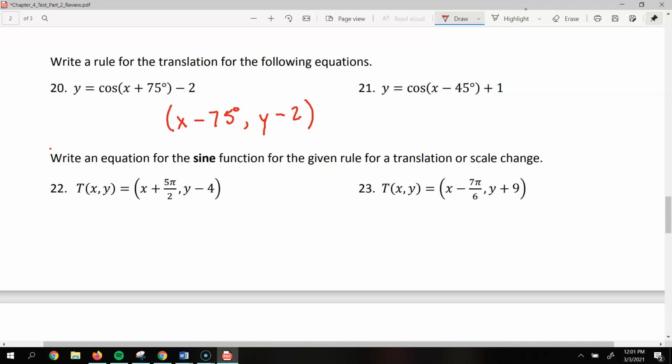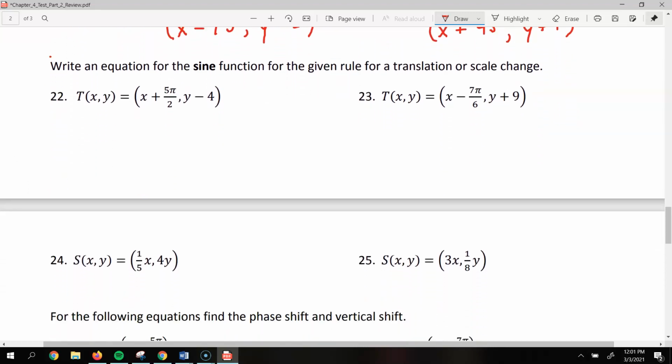For number 21, for our rule for a translation, if we're to describe exactly what's happening, this x minus 45 means it's moving to the right 45 degrees. So as far as coming up with a rule for that translation, I would say x plus 45 degrees. This plus 1 tells you exactly what's happening vertically. It's going up 1 unit, so we would just write that as y plus 1. So that'd be a rule for your translation. But on the test, I'll probably have you just describe it in words, saying that it's going to move to the right 45 degrees and up 1 unit.